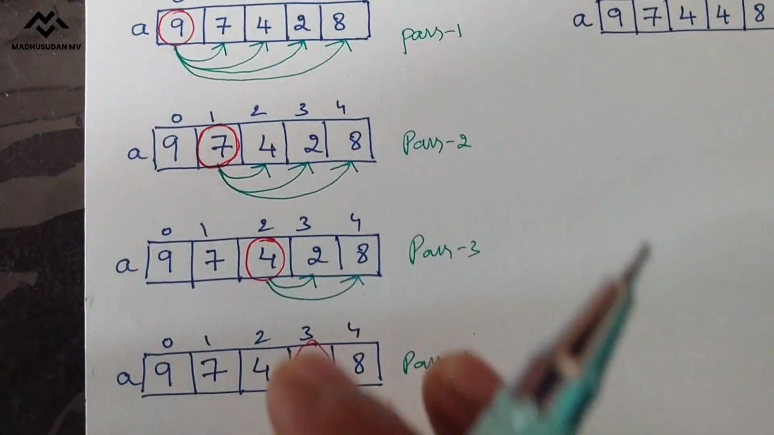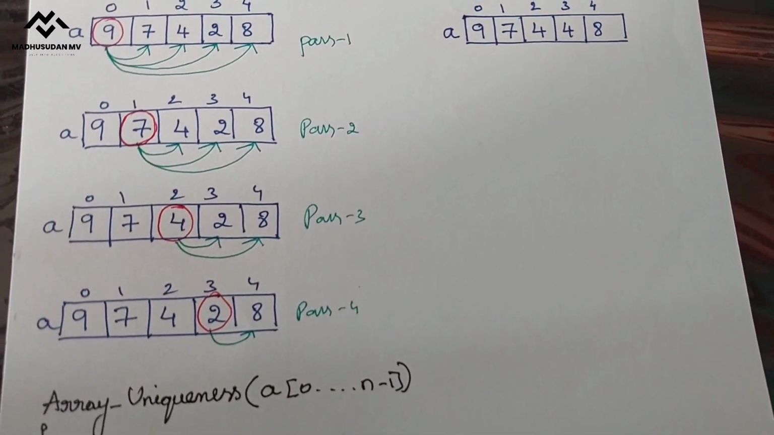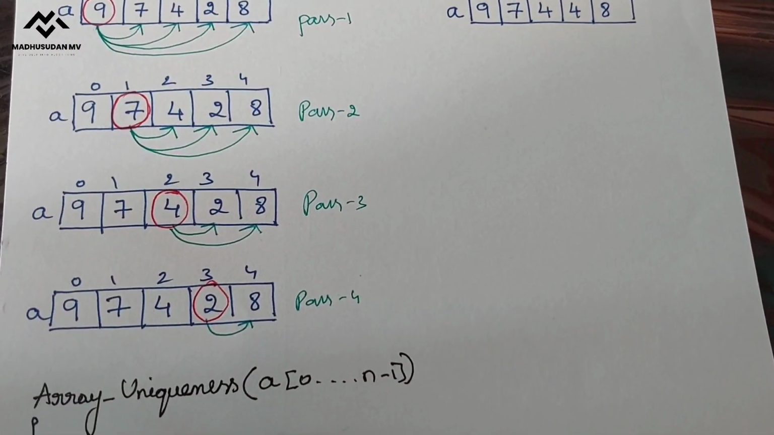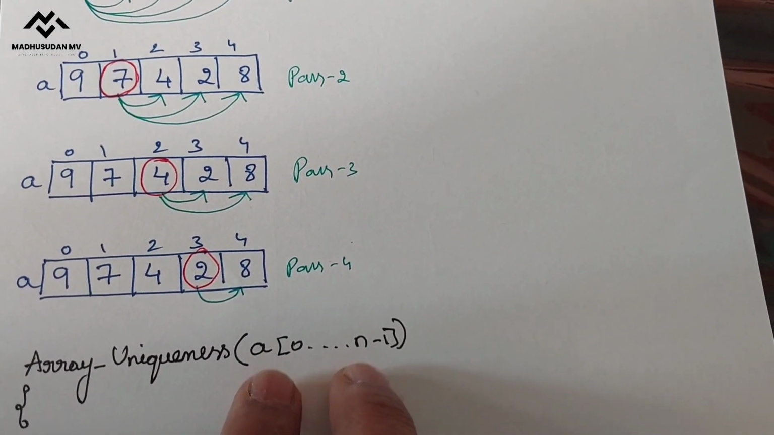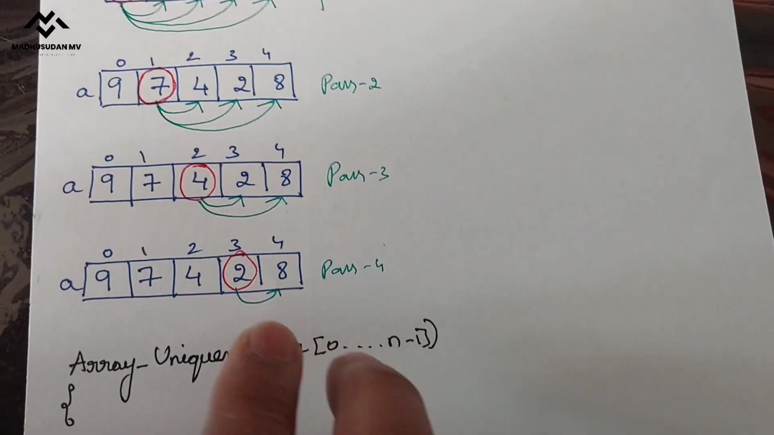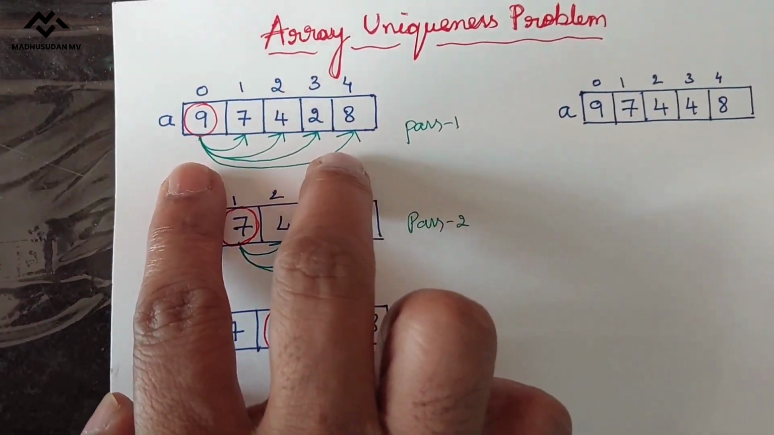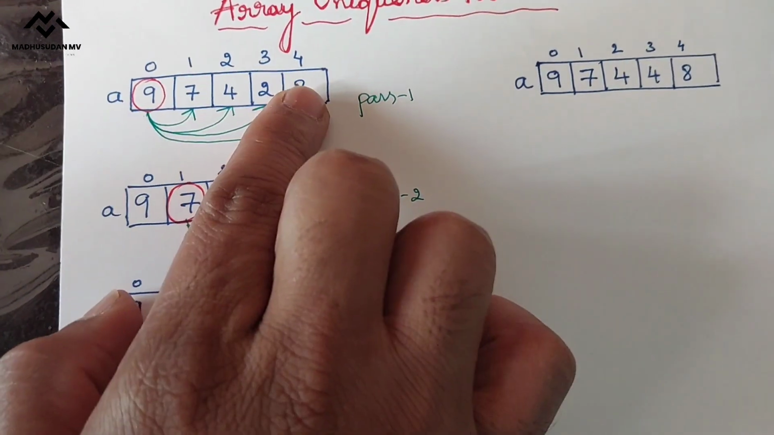Now let us write the algorithm. I have taken the name array_uniqueness, and the parameter passed to this algorithm is the given array to be checked whether it is unique or not. I have taken A[0 to n-1]. Here I took an array with 5 elements, so the starting index is 0 and it ends at 4.